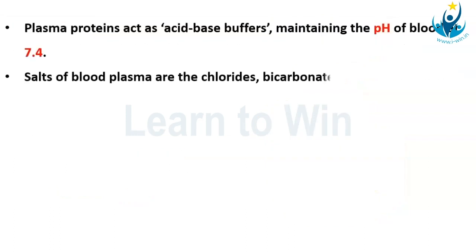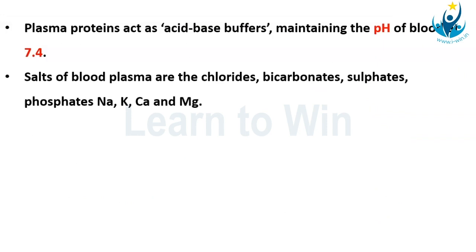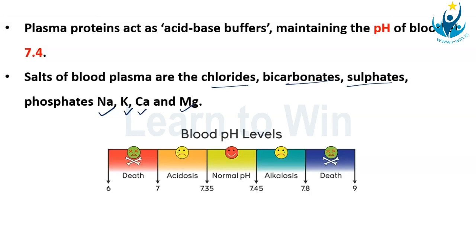Next, the plasma proteins act as acid-base buffers and maintain the pH of the blood at 7.4. In fact, we have seen it is 7.35 to 7.45. And I've told you that this slight alkalinity is due to some of the composition of the blood. What are these? Blood contains chlorides, bicarbonates, sulfates and phosphates of sodium, potassium, calcium and magnesium. So you have various salts of sodium, potassium, calcium and magnesium, and they give blood its characteristic pH of 7.35 to 7.45.